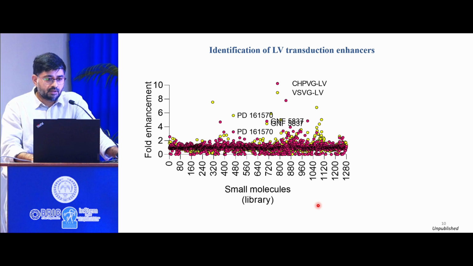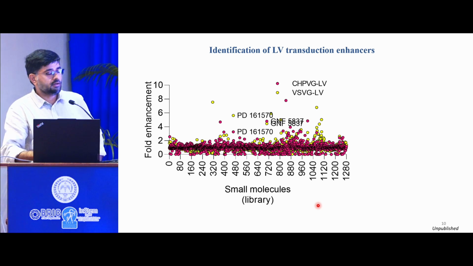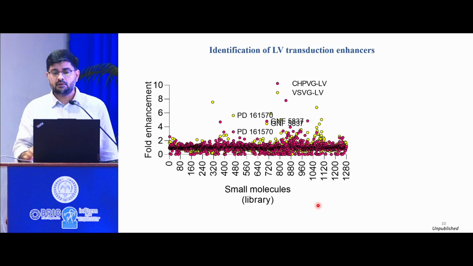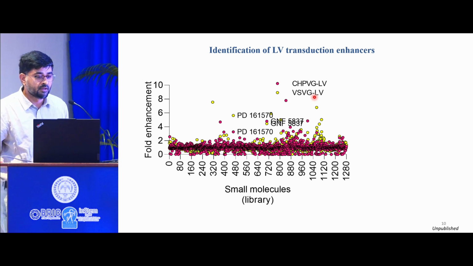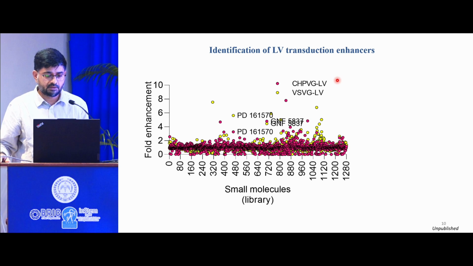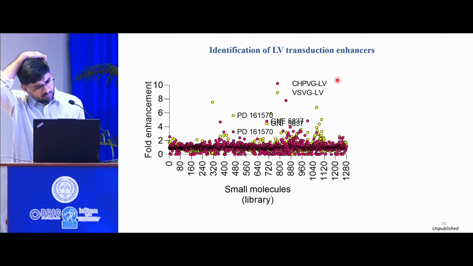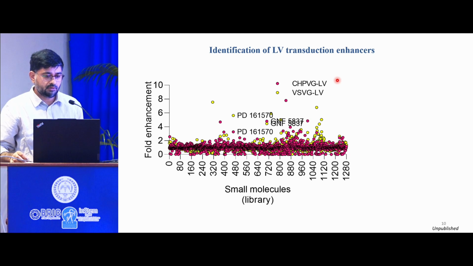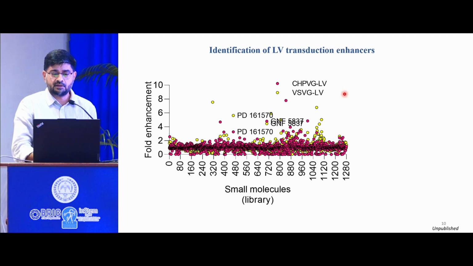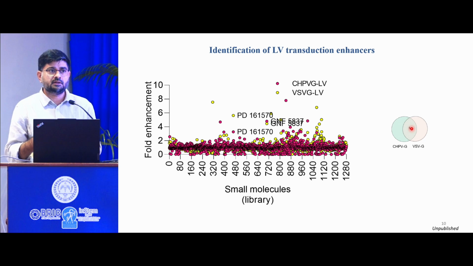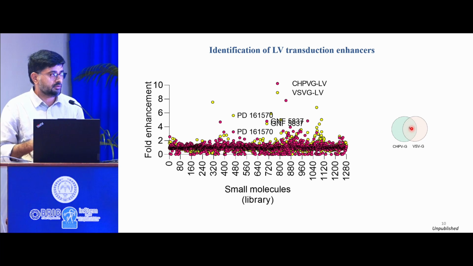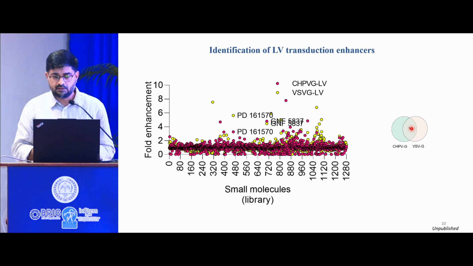So, one such exercise that we performed in the lab used two different heterologous envelopes. One is the Chandipura virus envelope glycoprotein, and the other is the routinely used envelope, the VSV glycoprotein. Two such serotyped lentiviral vectors were used in the screen, and we took about 1300 small molecules and identified the events that were increasing the transduction without changing the viral titer. Such an exercise identified 9 compounds which, irrespective of the serotype or the envelope glycoprotein used, were enhancing the transduction in the target cell.